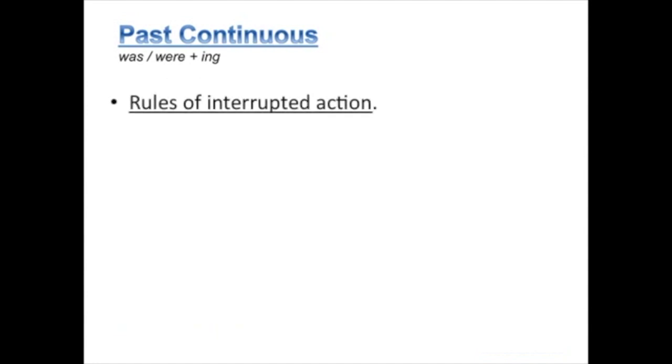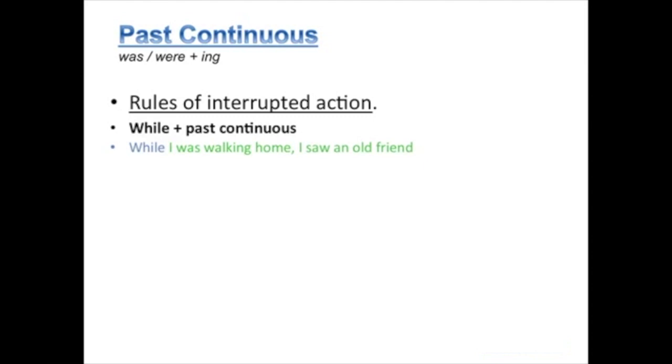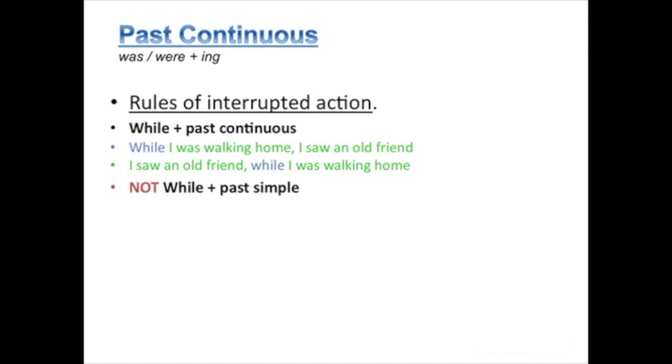There are rules for the interrupted action using the adverbs while and when. While can only follow with the past continuous. Example: while I was walking home, I saw an old friend. Or, I saw an old friend while I was walking home. However, we cannot use while and then follow with the past simple: while I saw an old friend, I was walking home.